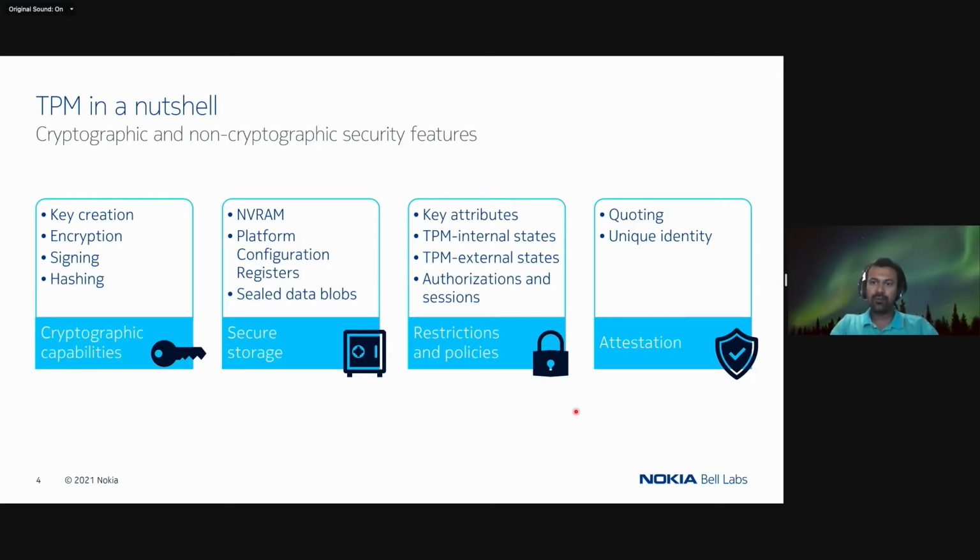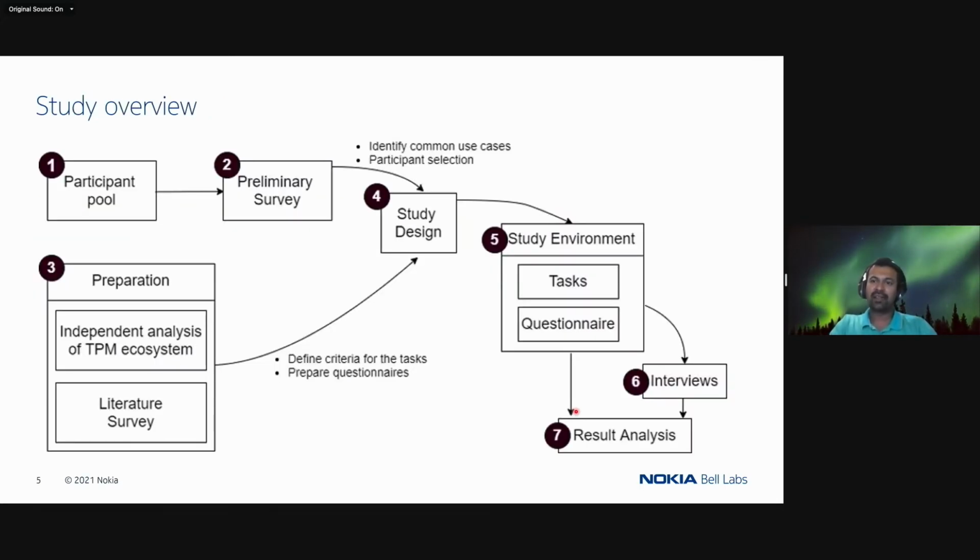Now that I have introduced TPM and its features, let me provide a high-level overview of our study. We started by creating a participant pool of TPM developers who we invited for a preliminary survey. This survey helped filter out participants and identify common use cases of TPM that we used to create tasks in our study. Meanwhile, we independently analyzed the TPM library ecosystem and conducted a literature survey, which helped us define the criteria for the tasks and prepare questionnaires. We built an online study environment using open source components and presented the tasks and questionnaires. We also conducted cognitive interviews with some of our participants. We qualitatively analyzed the data gathered from the study environment and interview transcripts.